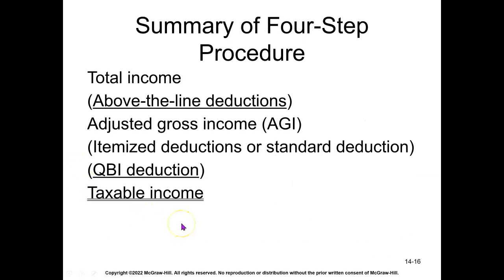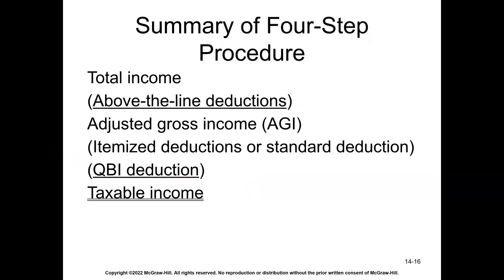So the summary of the 4-step procedure, right? We have total income. We first adjust for above the line deductions. That's going to give us our adjusted gross income, or AGI. Then from that, we're going to reduce it by our itemized deductions or the standard deduction, the greater of the two. Then if we do have a QBI deduction, we're going to use that, and the result is going to be our taxable income.